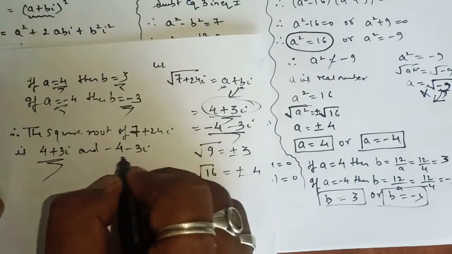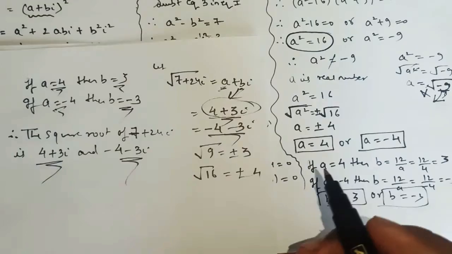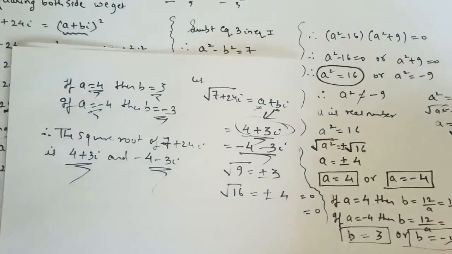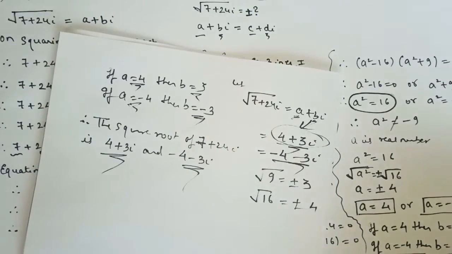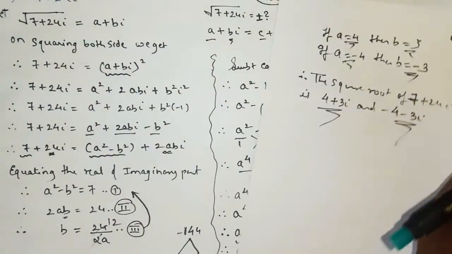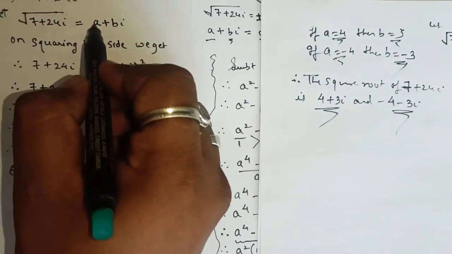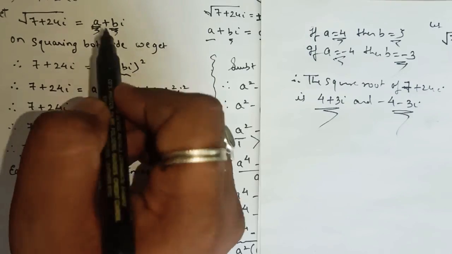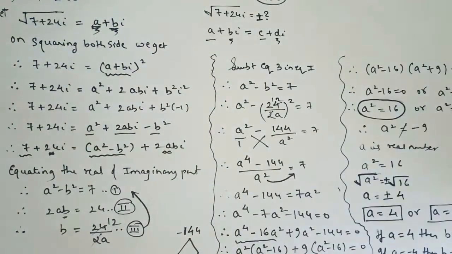So these are the answers for the square root of 7 plus 24i. Okay, so in short, what exactly I want to explain here is that you have to find the value of a and b. So once again I will explain this sum.